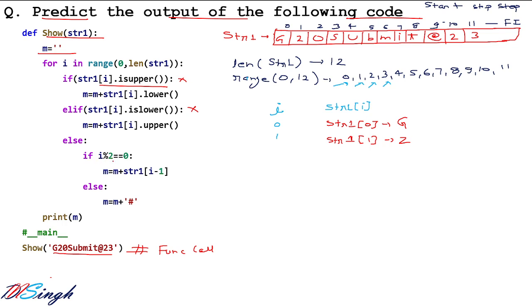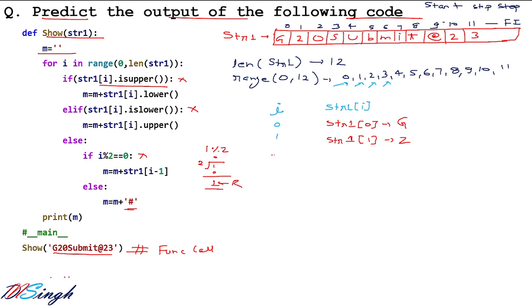I mod 2. So what is the I value? 1. So 1 mod 2. Is 1 mod 2 equal to 0? No. If you divide 1 by 2, it will go 0 times, and the remainder you will get is 1. So this is not equal to 0. Remainder is not equal to 0. So this condition is also false. It will go to the else part, and what will happen here? Here hash will be concatenated after G.